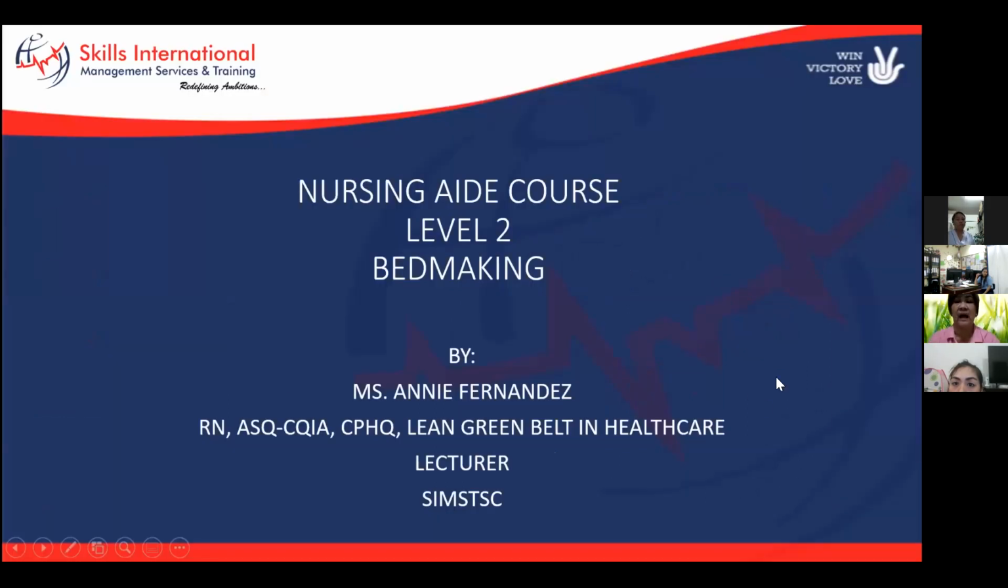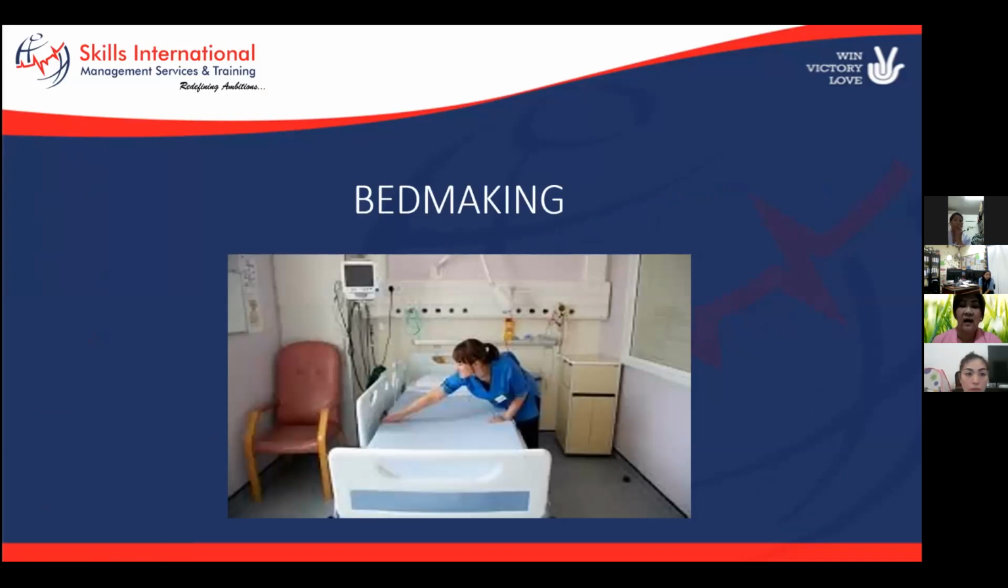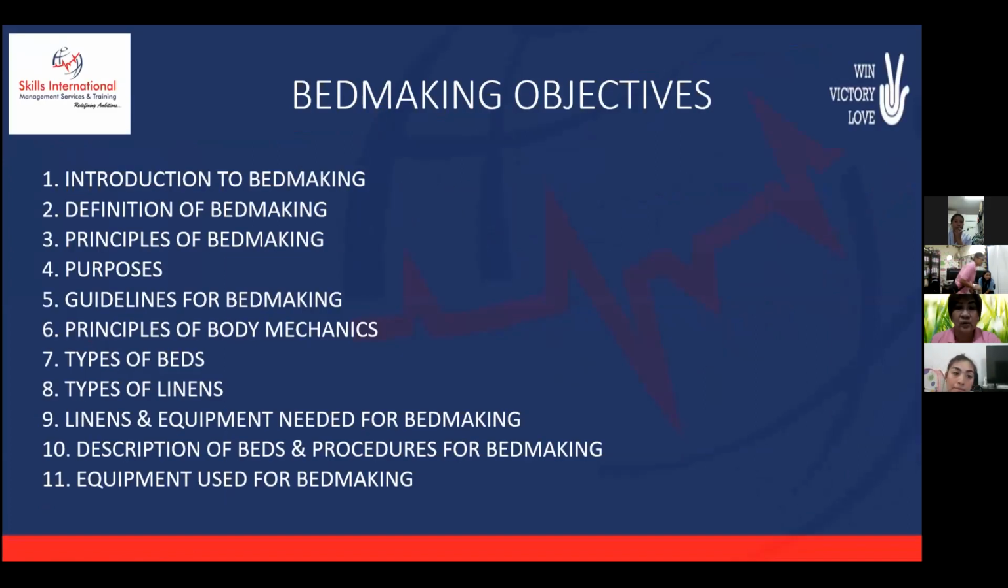Okay, so let's start with our lesson for today. Today, we are going to talk about bed making. You can see here how the nurse is making the bed. What we need to learn today, the objectives, are the introduction to bed making, definitions, principles, purposes, guidelines, principles of body mechanics, types of beds, types of linens and equipment needed for bed making, description of beds and procedures for bed making, and equipment used for bed making.